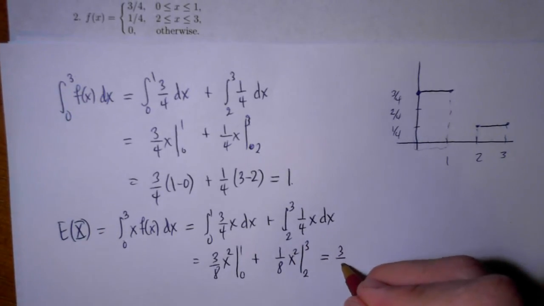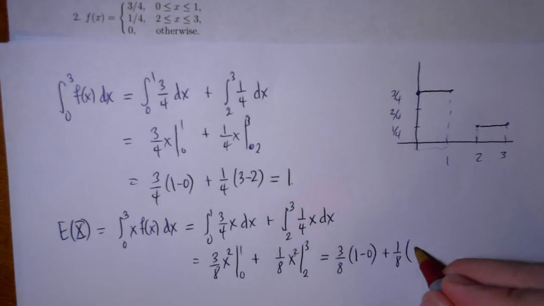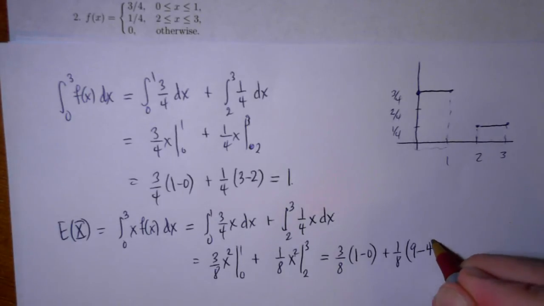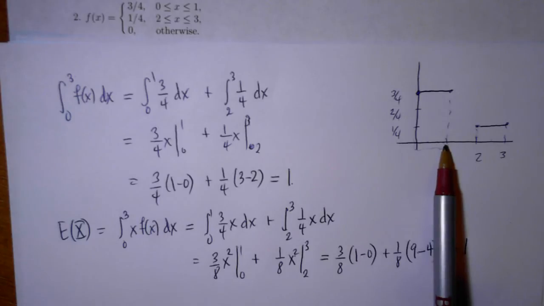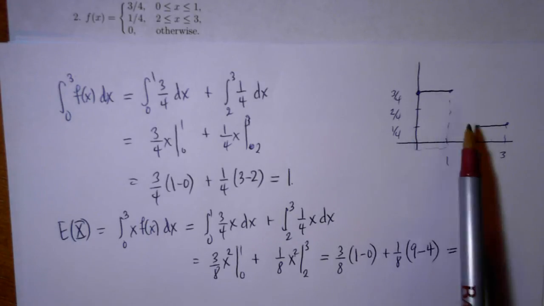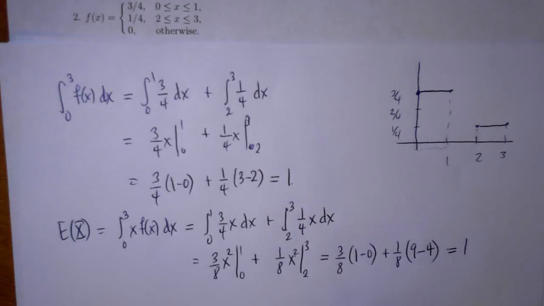So that is 3/8 times 1 minus 0, plus 1/8 times, plugging in 3 and 2, 3 squared minus 2 squared. And so we get 3/8 plus 5/8, and that works out to be 1. So the mean of the distribution is 1, where this thing balances right here. If I were to imagine that this is a plate, and that's a plate, and this is kind of like a seesaw, I would put the fulcrum right here, and the weight would balance.